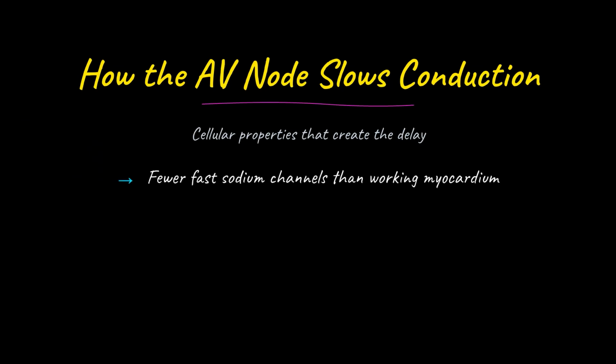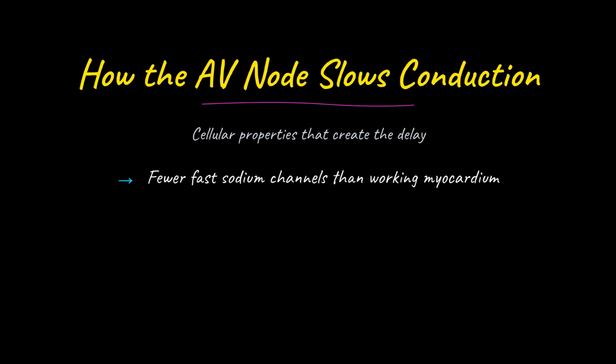The 1/10 of a second pause is not a flaw. It is a feature. It gives the atria time to finish contracting and push their final volume of blood into the ventricles before ventricular contraction begins. Without the pause, the two chambers would fire simultaneously and stroke volume would fall sharply. The delay is built into the cells themselves.